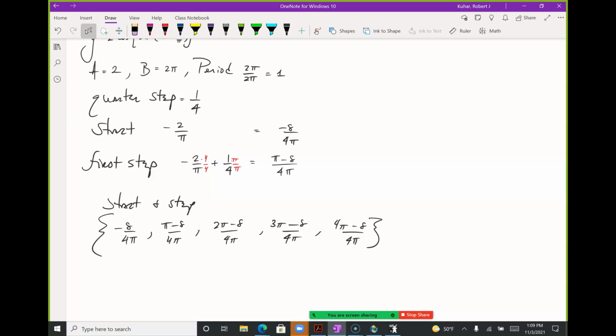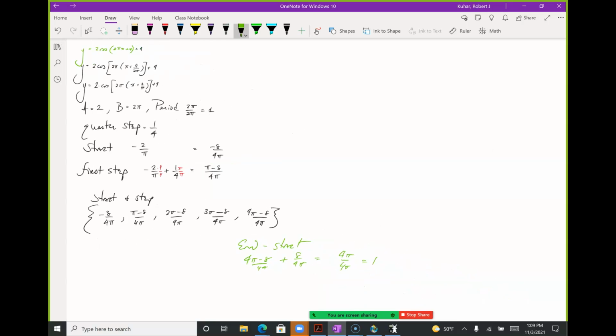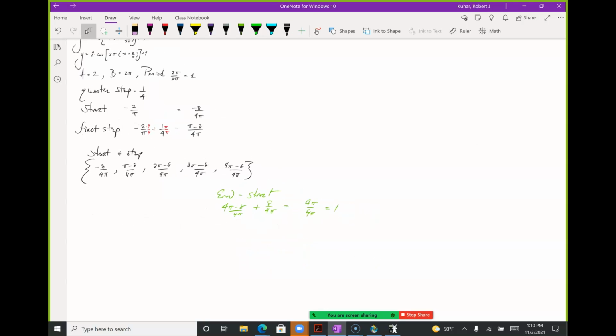If you look at the end minus the start, I have 4 pi minus 8 over 4 pi minus a negative 8 over 4 pi, which of course gives me 4 pi over 4 pi, which is 1. Right? I knew the period was 1. So from the end to the beginning should give me the period. The rectangle's hideous, I'm sorry. It's hard to do this. Again, the one I'm going to give you is much nicer.